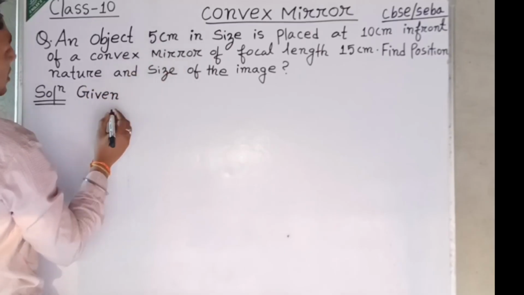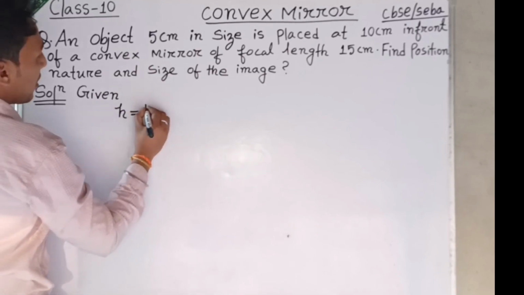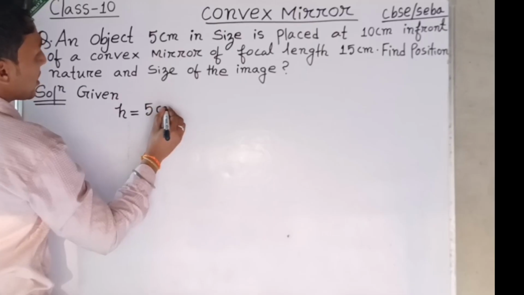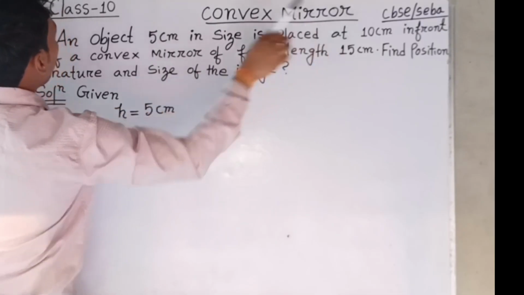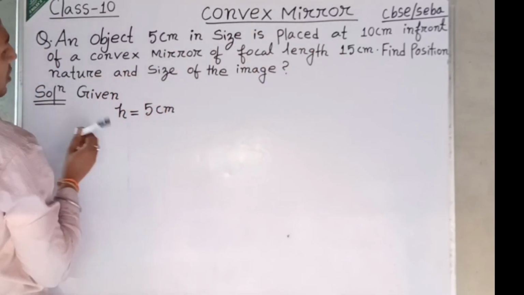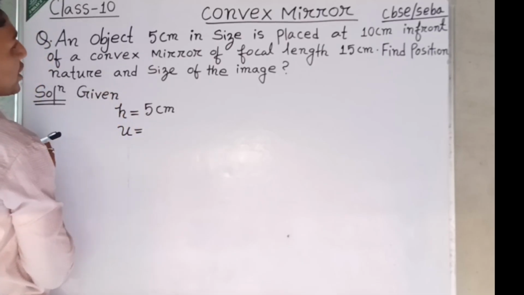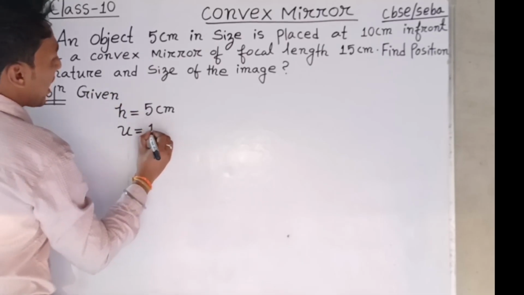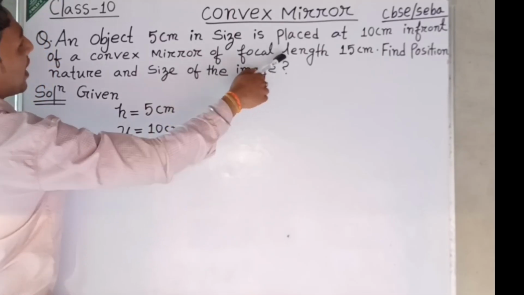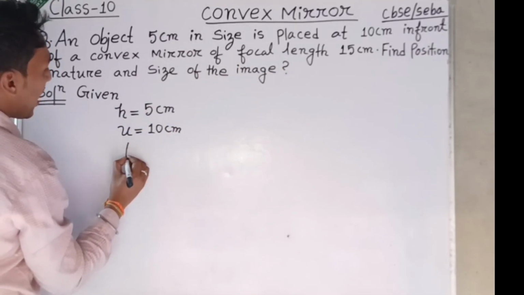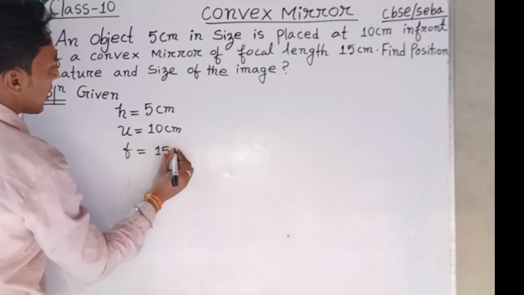5 cm in size means this is the height of the object. Height of the object given 5 cm is placed at 10 cm in front of a convex mirror. So u, this is object distance. This is object distance u given in question 10 cm. So write here 10 cm of focal length 15 cm. So focal length f equal to 15 cm.